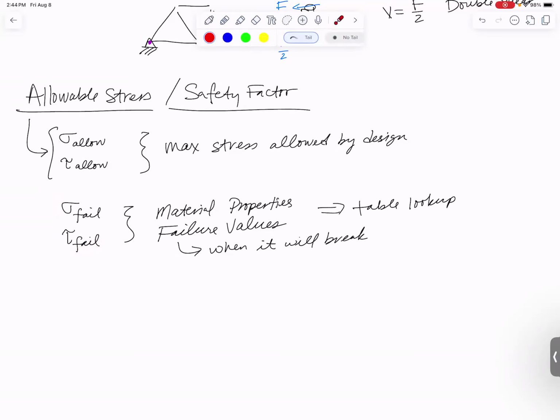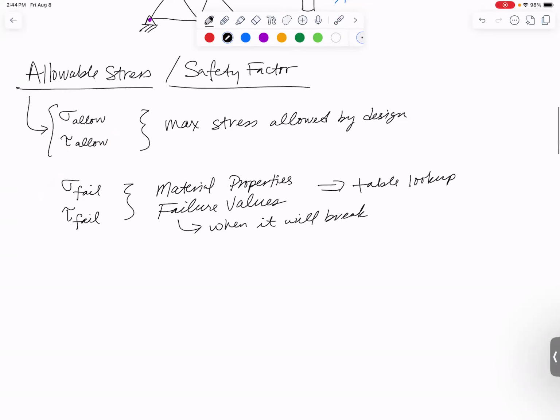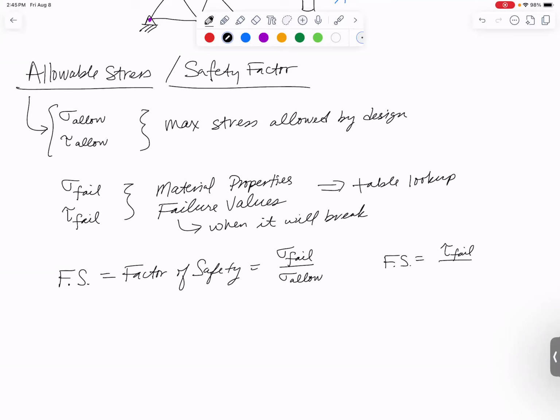We're going to design to these values knowing that these are the values where it's going to fail, and they're related by what we call a factor of safety. Our book uses FS to mean factor of safety, and the way we calculate it is we take the stress, either sigma or tau, that would cause failure and divide it by what we're actually going to allow our part to see.